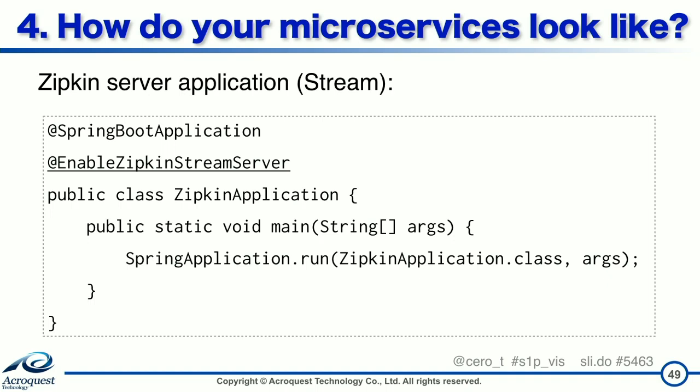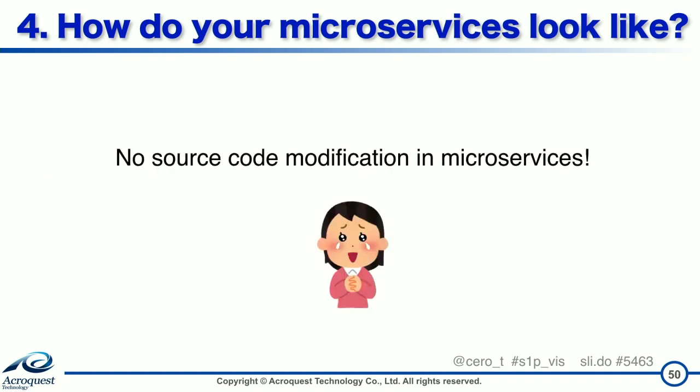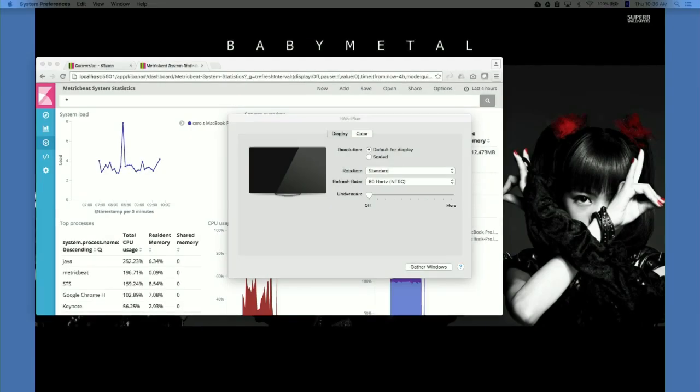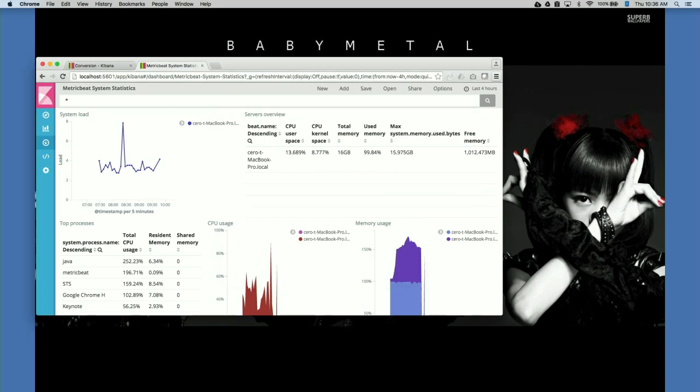And if you want to use RabbitMQ or Kafka as a middle buffer, like Stream, you just add the annotation EnableZipkinStreamServer. And on the client side, no source code modification is necessary for the microservices. OK, let's take a brief demo. I just have 5 minutes.